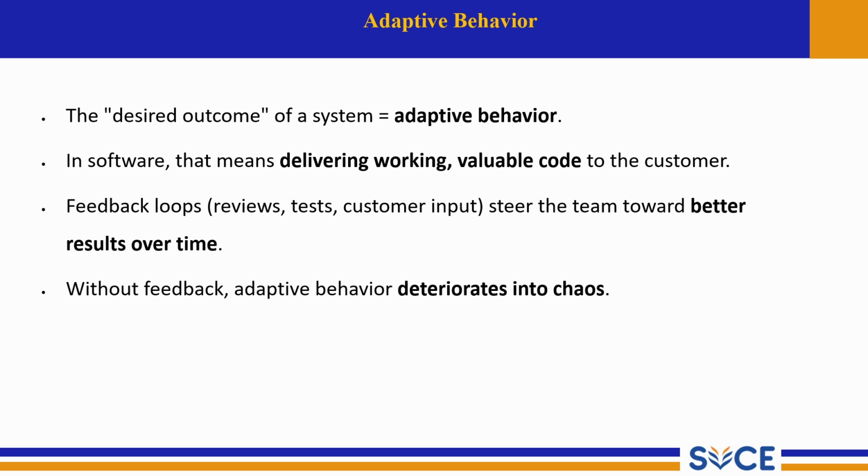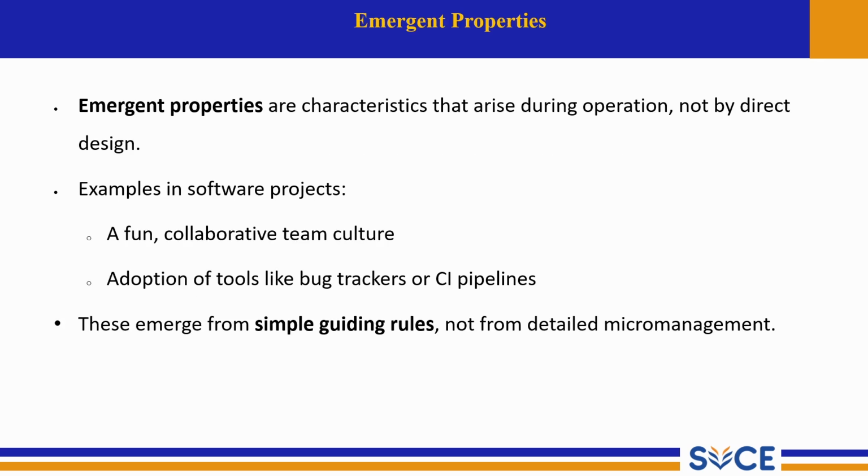And next, the adaptive behavior. The desired outcome of your system is equal to adaptive behavior. In software, that means delivering working, valuable code to the customer. Feedback loops like review, test and customer input steer the team toward better results over time. Without feedback, the adaptive behavior deteriorates into chaos.